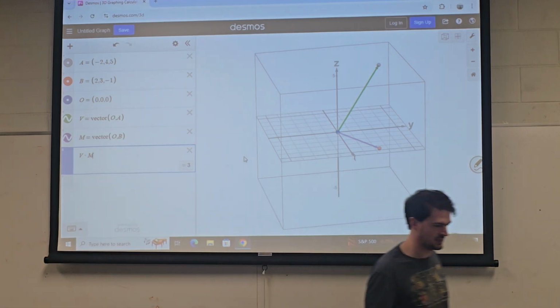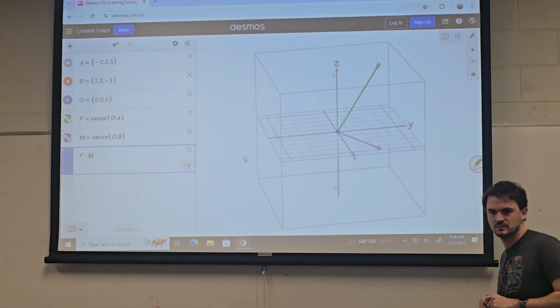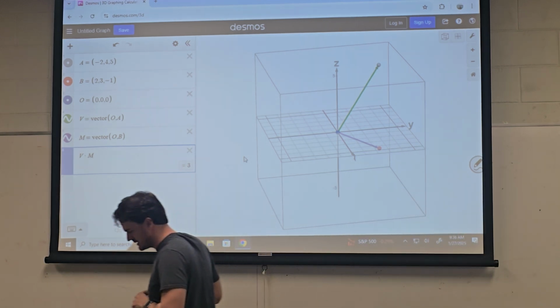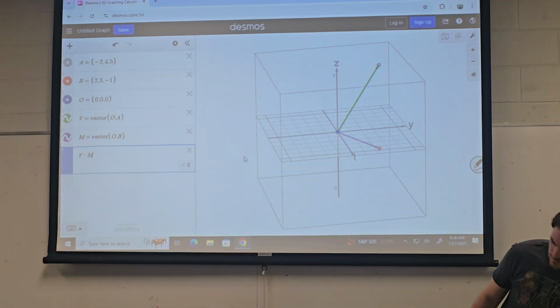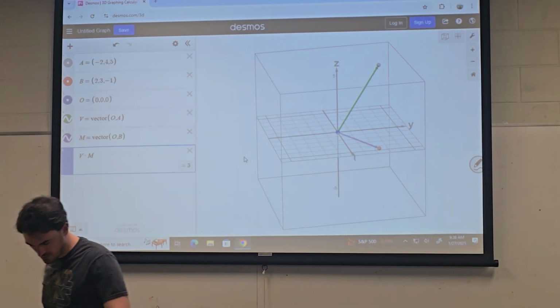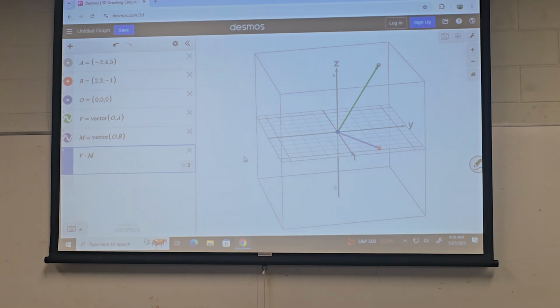Question. Yeah. I was looking it up last night. Is there any way to find the angle between those two vectors? Yes. So the angle between the two vectors was the dot product over the magnitudes, and then the inverse cosine of that. Right, inverse cosine. That was how to find the angle between the two vectors. But I mean, I know what it is, but is there any way to do that in Desmos?